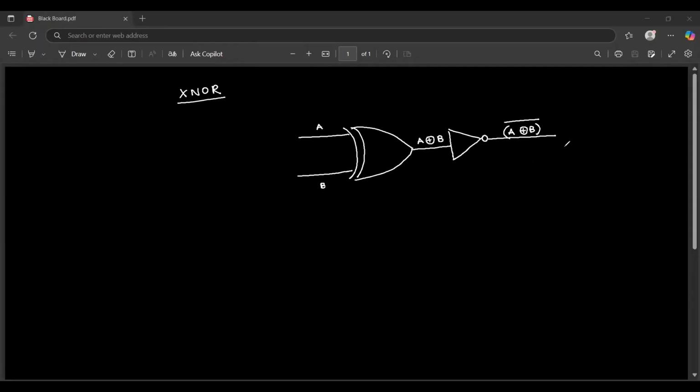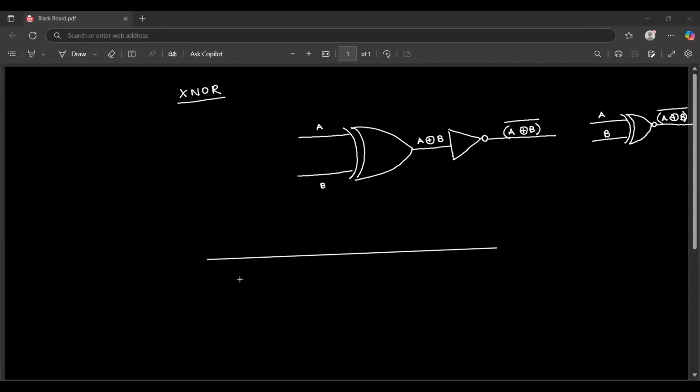Does it have a single representation? Yes, it does. We have two inputs. There is our XOR gate, and we put a small circle in front of it and it becomes the XNOR gate. Here we have A, here we have B. The output will be A XOR B whole thing bar. That's it. So let's look at the truth table.